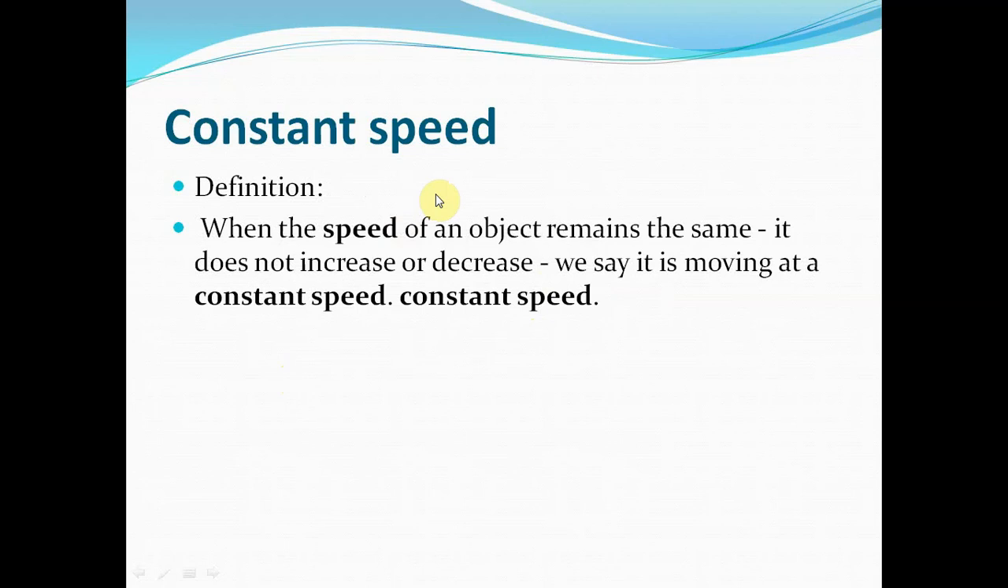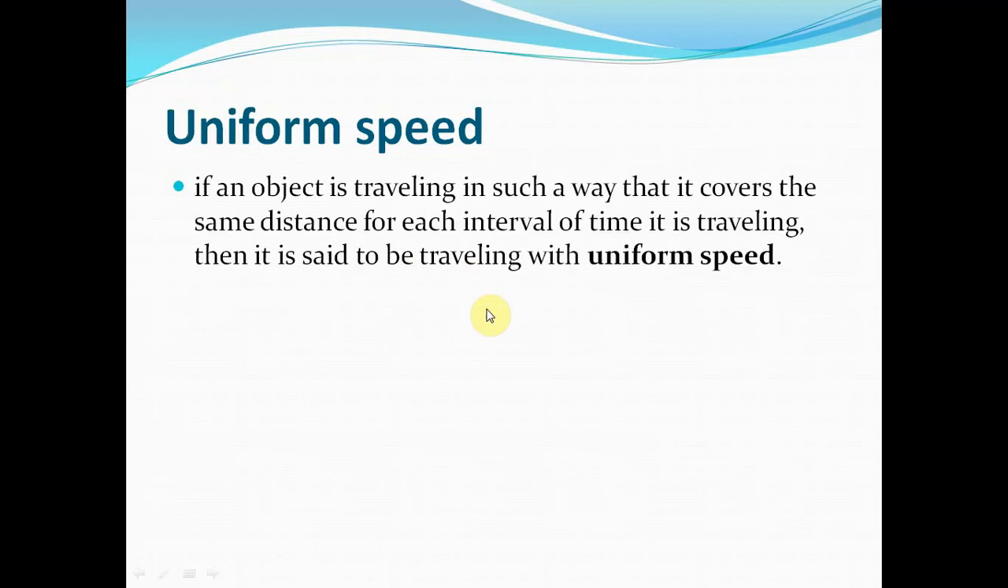Constant speed. When the speed of an object remains the same, it does not increase or decrease, we say it is moving at a constant speed. Listen again. When a body moves with the same speed, or the speed remains constant, it does not increase or decrease with time, so it will be constant speed.